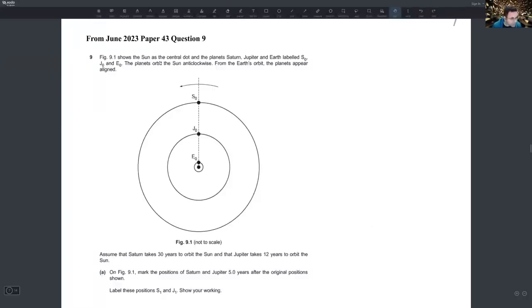Figure 9.1 shows the sun as a central dot, and then the planets Saturn, Jupiter, and Earth. The planets orbit the sun anti-clockwise. From the Earth's orbit, the planets appear aligned. Meaning right now, they're all aligned. Notice that a lot of the keywords here, like aligned, we're going to use later on. Okay?